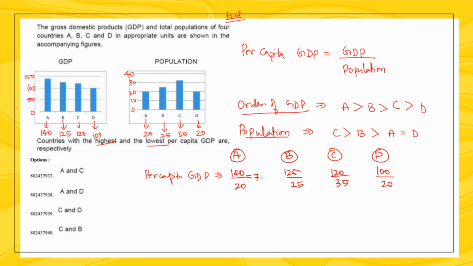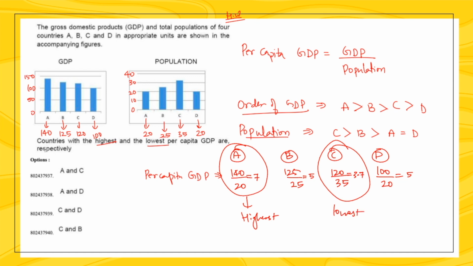So its value will be 7, its value will be 5, its value will be 3 point something, a little less than 3.5 or 7, let's say 3.7, and it will be 5. Now you can see that the per capita GDP is highest for A, and this is having the lowest. Although we were not given any values, by putting in some values we were able to get some answer.